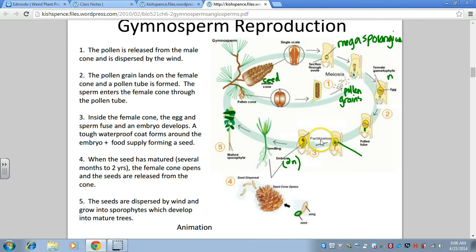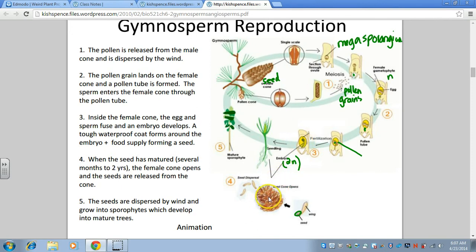So after fertilization, we have a zygote. And as soon as the zygote starts to divide, it's called an embryo. Okay, so after fertilization, the two have united. It's now a diploid zygote that becomes an embryo inside of the seed. So the ovule outer part becomes the seed coat. And then inside is the developing embryo and some food stuff for it.